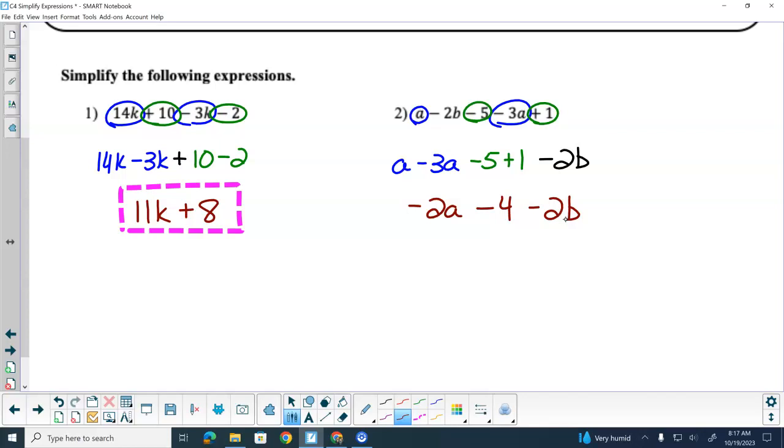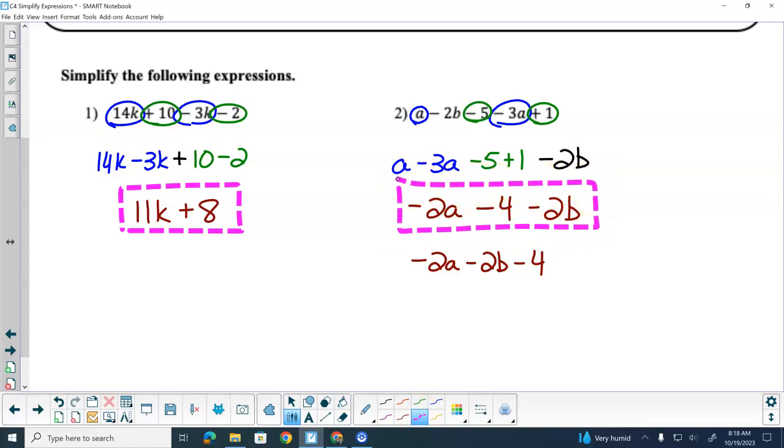Okay? Now, as long as the coefficients stay the same, you can write it in any order. As long as the coefficients are the same. You now try 3, 4, 5, and 6.